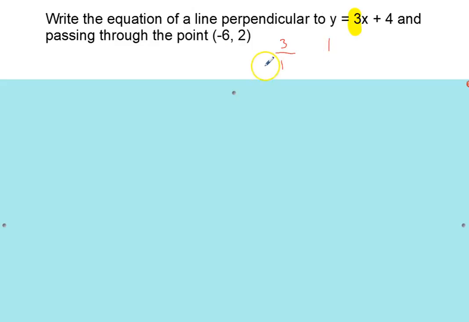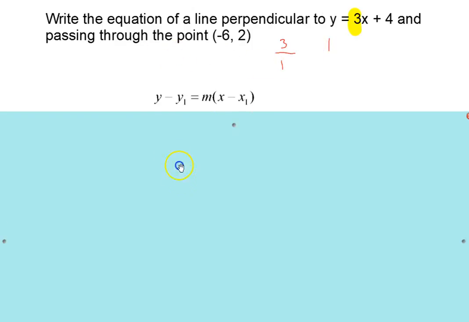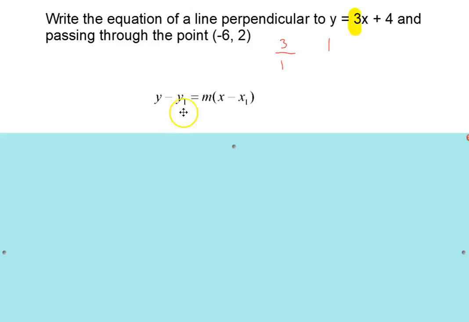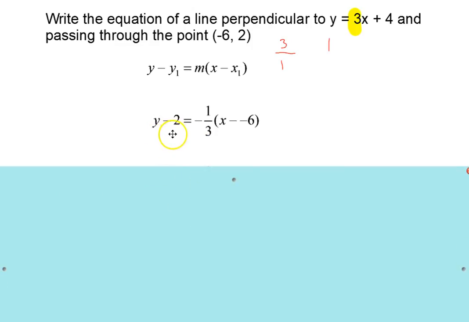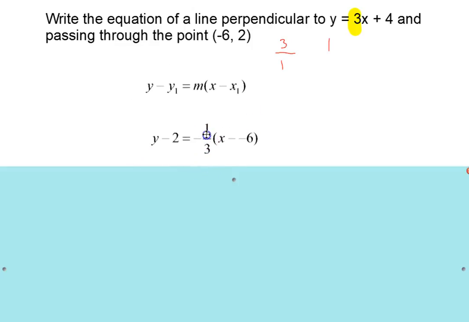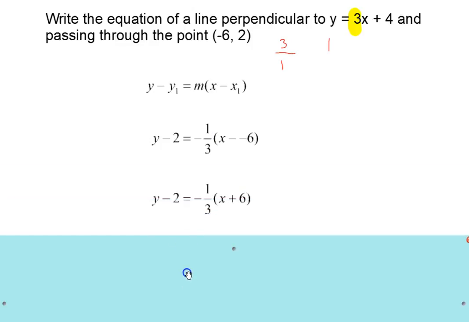We're going to use the same equation we used before: y minus y1 equals m times x minus x1. We're going to plug in our -1/3 for m, and we're going to plug in -6 for x1 and 2 for y1. So it looks like this: y minus 2, that was our y1, our opposite reciprocal slope was -1/3, and then x minus -6. Again, let's clean up that x minus -6 to make it x plus 6.